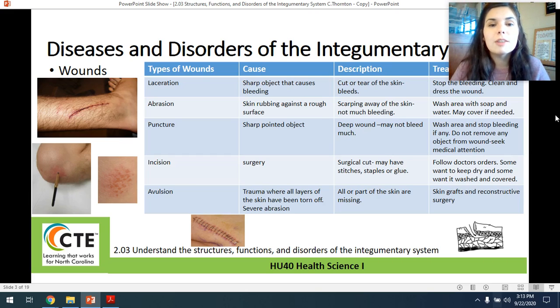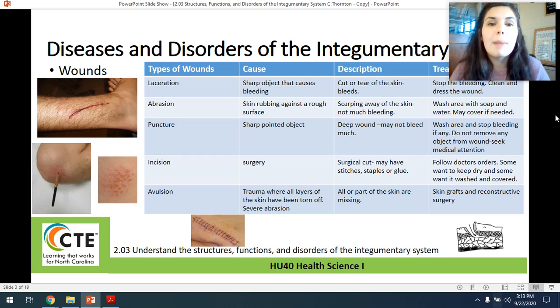An incision is something that is performed during surgery, so it's a surgical cut, and this may require stitches, staples, or glue to be able to hold it together. In some instances, we actually need those things to be able to hold together an open wound as well that wasn't caused by surgery. For treatment, it's always good to just follow your doctor's orders. Specifically, depending on where the incision is, might change how it needs to be treated. Some may want to keep it dry, and some might want it washed and covered.